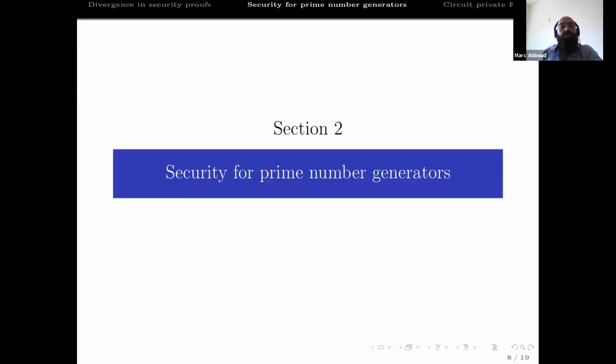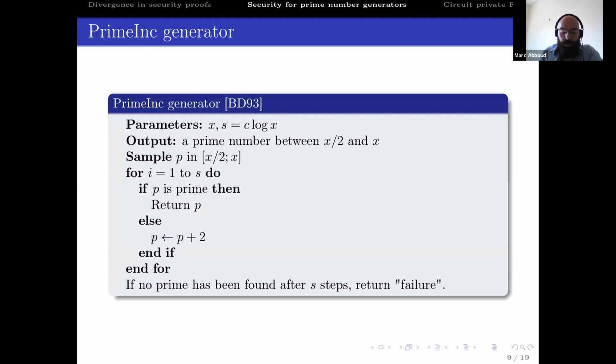So now I'm going to move on to the applications. First, prime number generators. By security, we mean that we want prime number generators that act like random ones. The first one we look at is the PRIMEINC generator, which was introduced by Brandt and Damgård. It's a really simple generator, so it is used a lot in industry, but there have been no security proofs yet for this algorithm. The basic idea is that you sample a number and just add 2 to it until you get a prime. You do that at most S times to have something close to uniform.